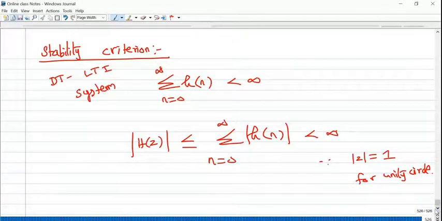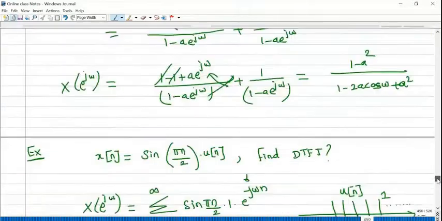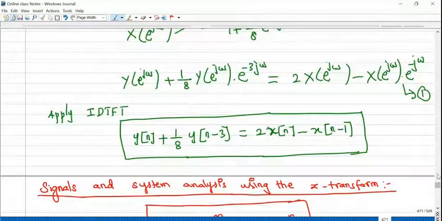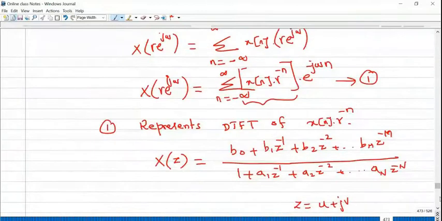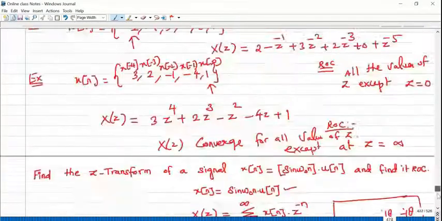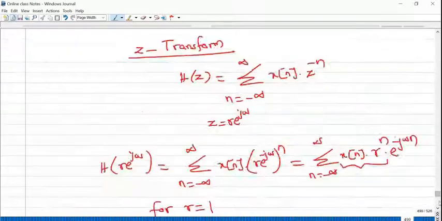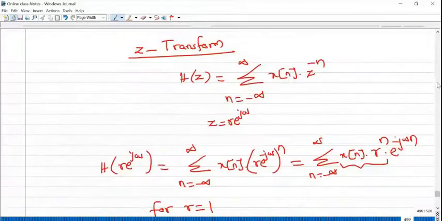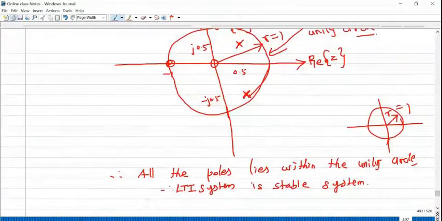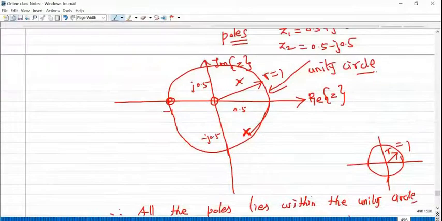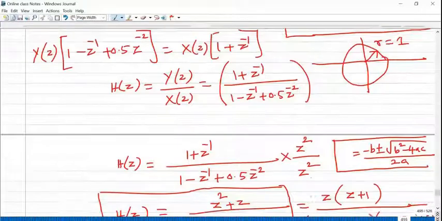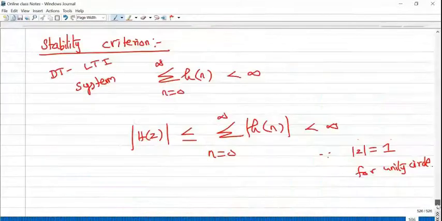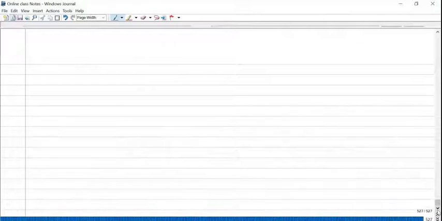I'll show you some examples, from which you can understand easily, because in the previous class I told you how to check the stability of an LTI system. All the poles lying within the unity circle means the LTI system is a stable system. So that is the condition for stability. This is for your knowledge only.